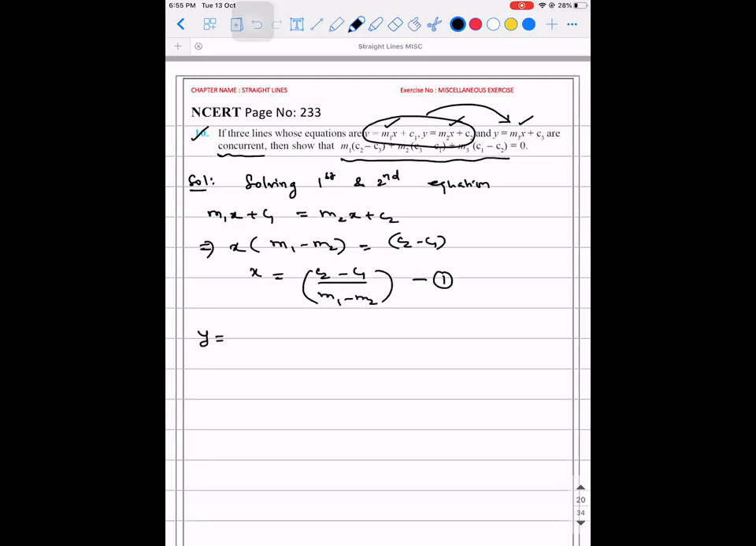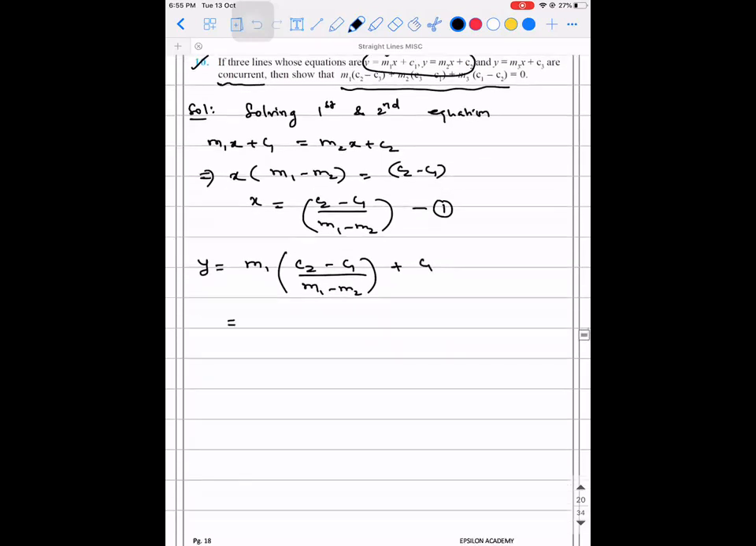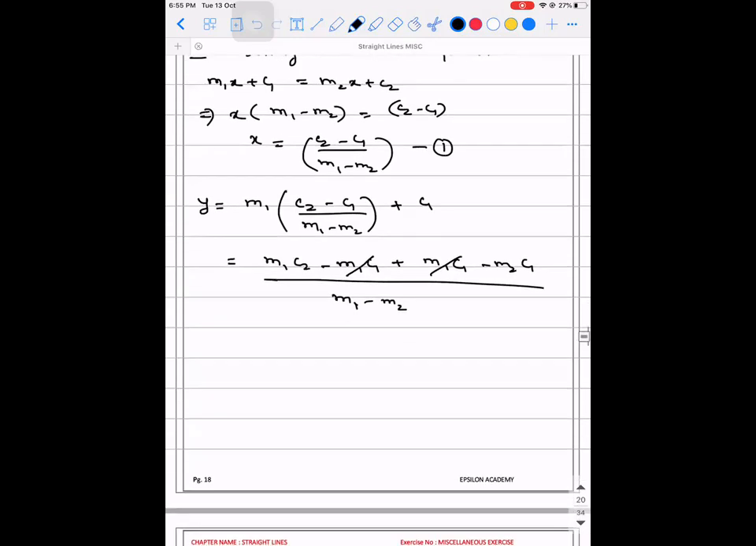Then what is the value of y? y is equal to m1x. x is c2 minus c1 divided by m1 minus m2, plus c1. So if you take LCM, m1c2 minus m1c1 plus m1c1 minus m2c1 divided by m1 minus m2. So m1c1 and m1c1 are gone. m1c2 minus m2c1.